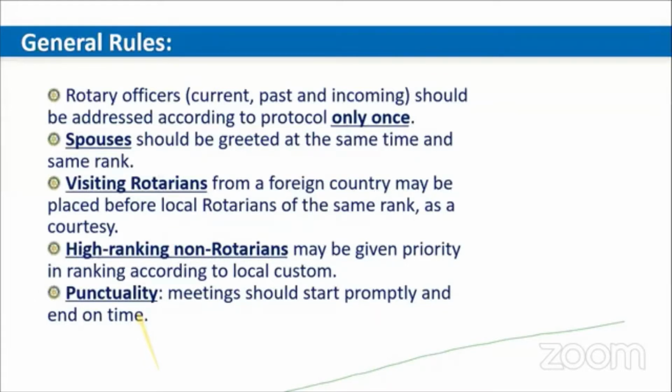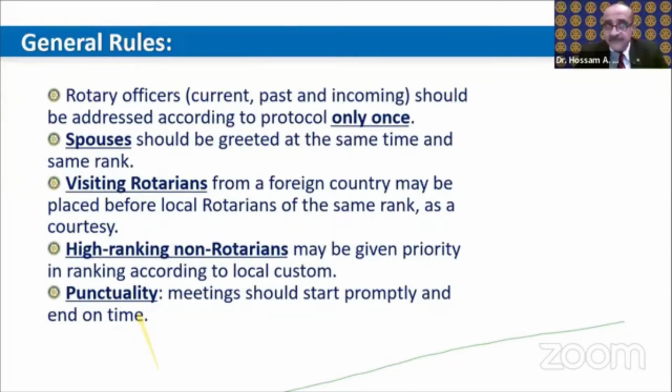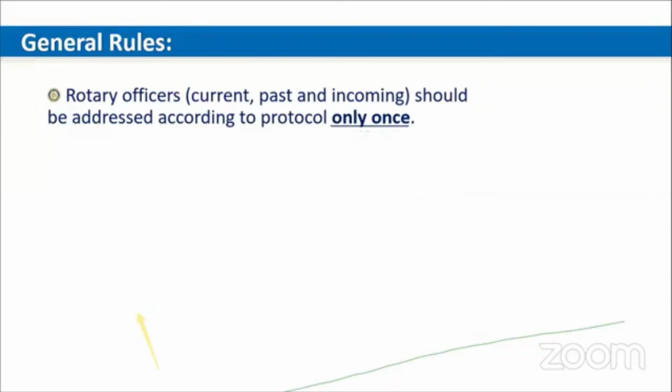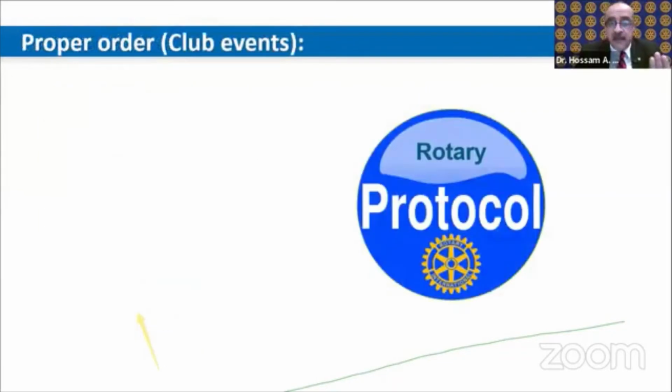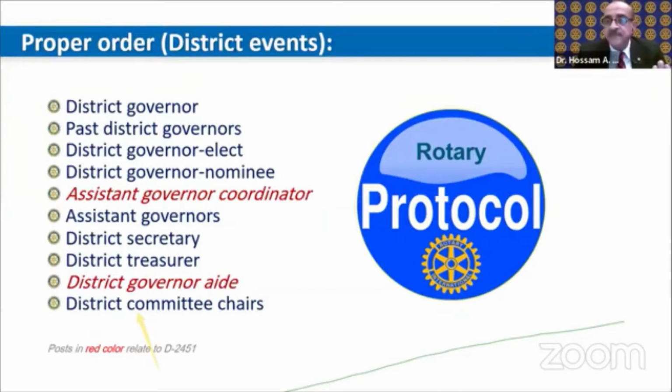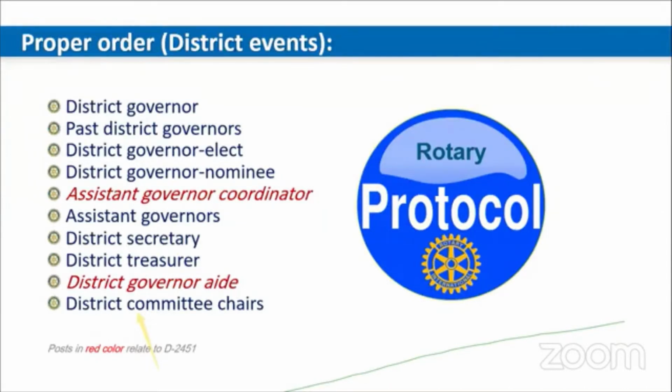My only question: if we have a meeting and the governor is not attending, and he is represented by his assistant governor or the deputy governor, and there are some past PDGs in the meeting, do we start with the PDGs or do we start with the assistant governor?